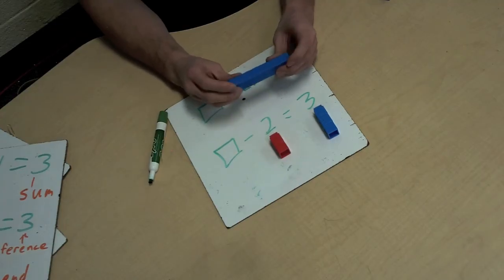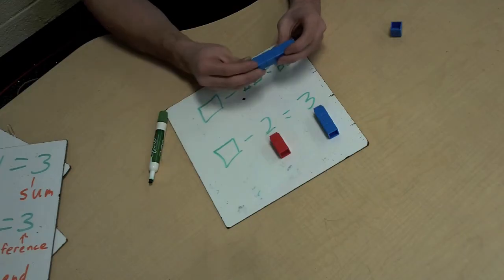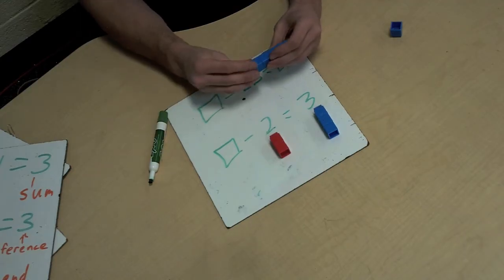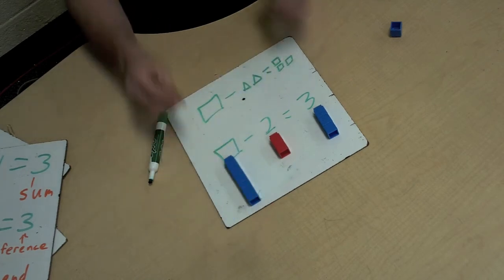They can say I have 2, 4, 5, 5 take away 1, or 5 take away 1 equals 4, 5 take away 2 equals 3. There's your answer. 5 take away 2 equals 3.